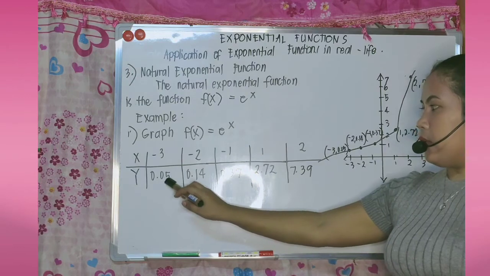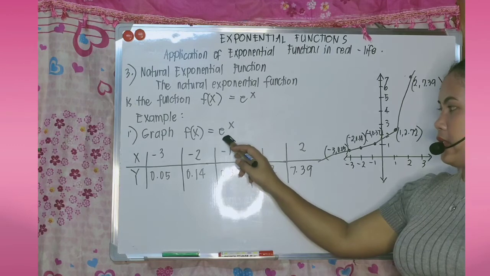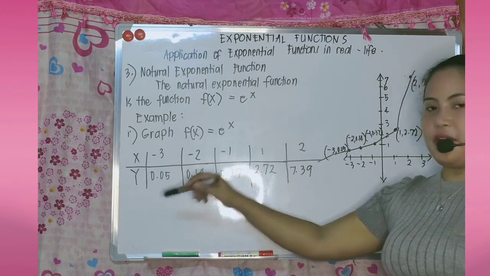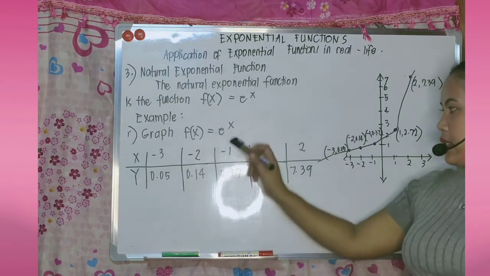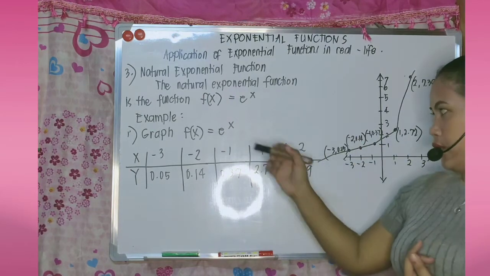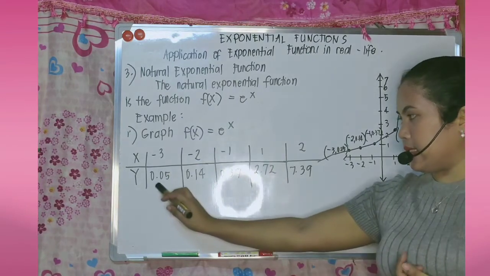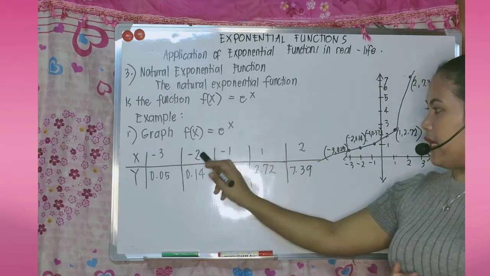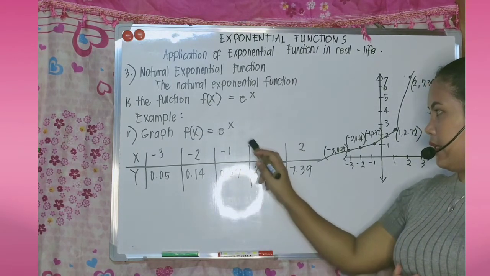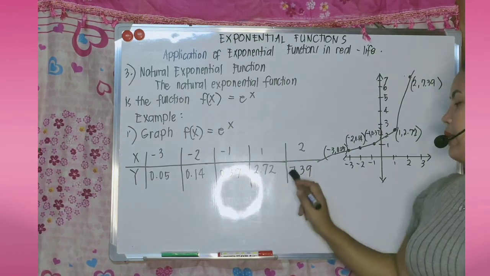So now, dito, kung paano ko siya nakuha, scientific calculator, okay, e raised to x, yung x, papalitan natin siya ng negative 3, so ito yung lalabas, 0.05. Pwede nyo siyang i-try sa calculator nyo, okay po? Hindi natin pwedeng ipalitan yung e kasi value yan ng exponential function, ang papalitan lang natin is yung x. So, e raised to negative 3, the answer is 0.05, then e raised to negative 2, we have 0.14, e raised to negative 1, 0.37, then e raised to 1, 2.72, then e raised to 2, we have 7.39.